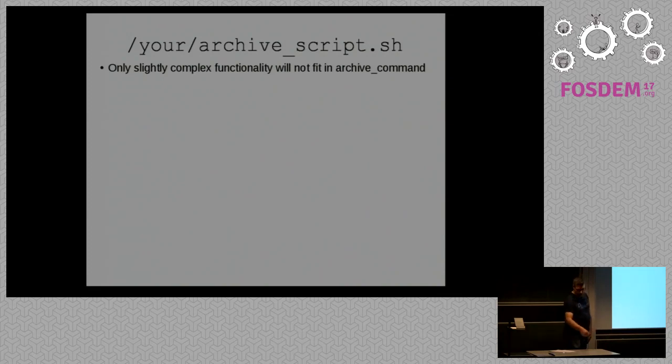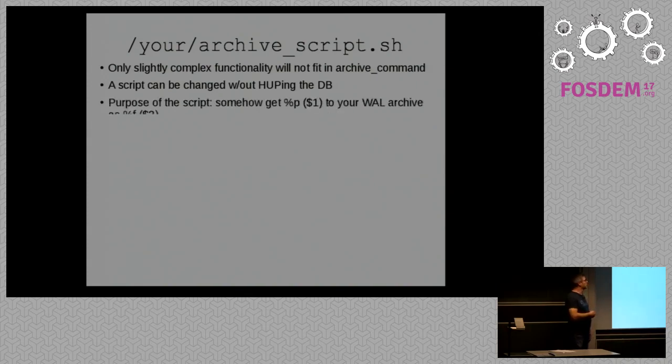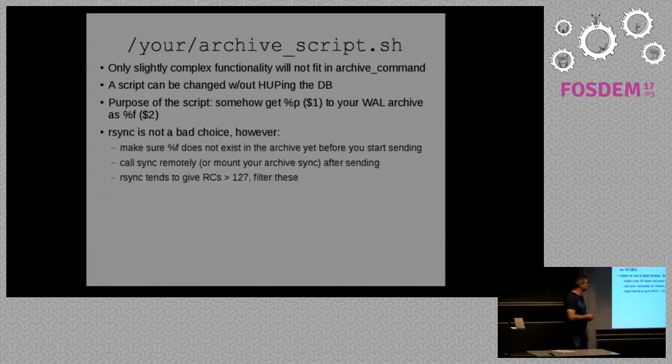Archive command: you can write rsync blah whatever into your postgresql.conf, SIGHUP it, and it will run that from then on. But even if you have some error checking, it will not fit, right? So put it in a script. The script can just be changed, so next time the archiver runs it, it will be running the new version. The purpose: somehow get the parameter %p to your WAL archive as file %f. %p is the complete path to the WAL file, and %f is the file name on its own. You don't have to split it yourself, so give it both, right? And then get it off your server.